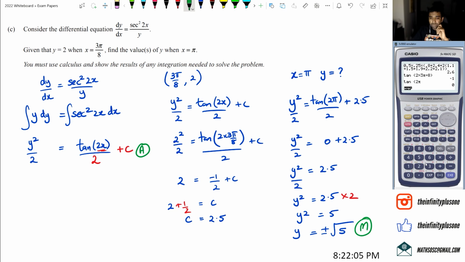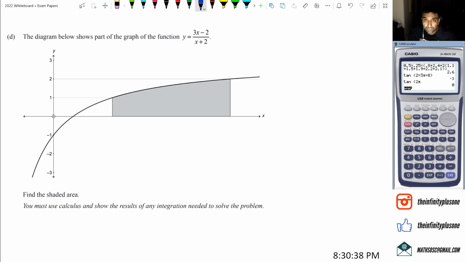Yeah, so that's pretty much it for this question, guys. That's a merit question, and you need correct solution with correct integration after correct separation of both sides. A lot of things happening there. But yeah, that's what you're getting for a merit.